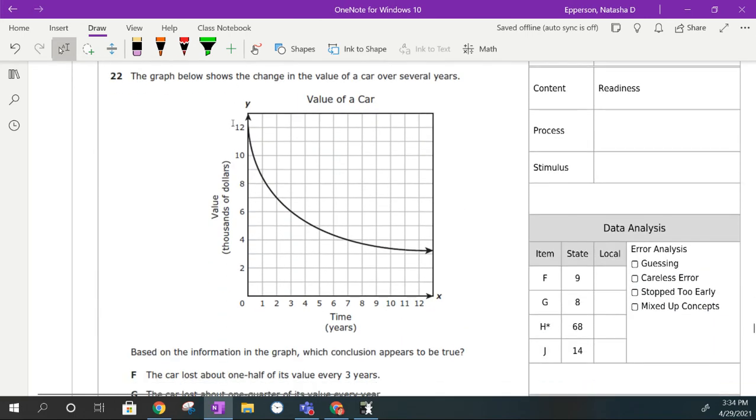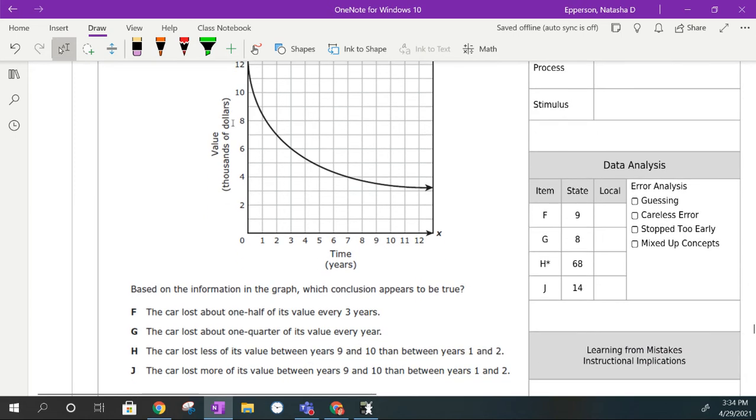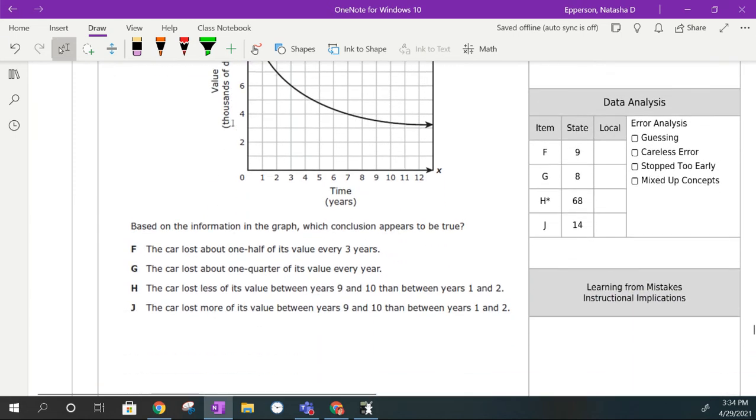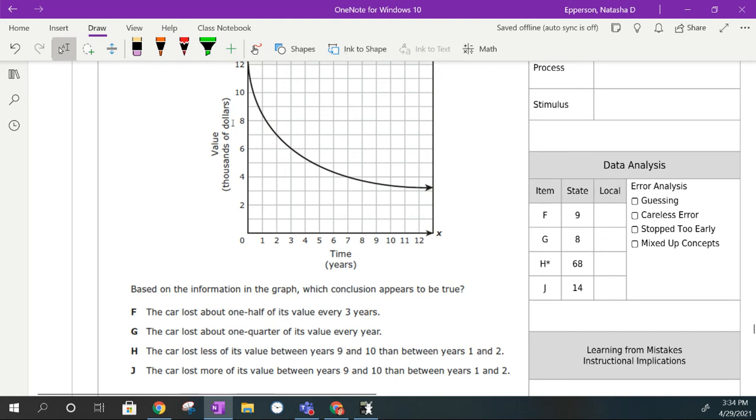All right, the store over several years graph. Okay, what conclusion can we make of this graph? It lost about 1/2 over every 3 years. So this is 3 years, we've got 6 years, we've got 9 years. 1/4 every year, that would be a rate. 1/4 is 0.25, so they're losing about 25%.